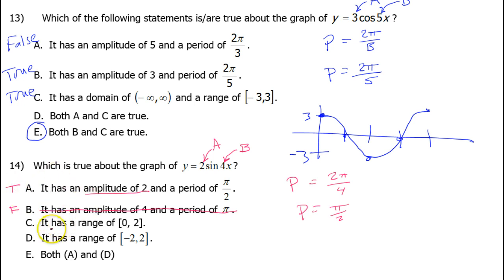What about the range of 0 to 2? That is going to be false. Again, there's no number added onto the end, which means that the x-axis again is going to be the midline. So the amplitude is 2. This graph is going to go up 2 and it will go down 2. So the graph is going to look like this.